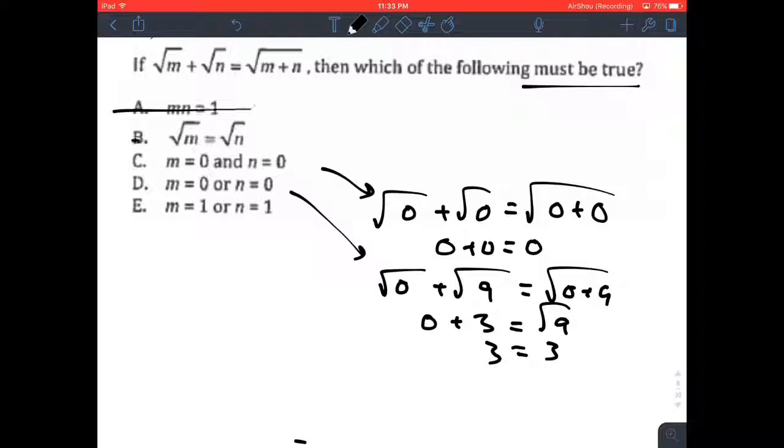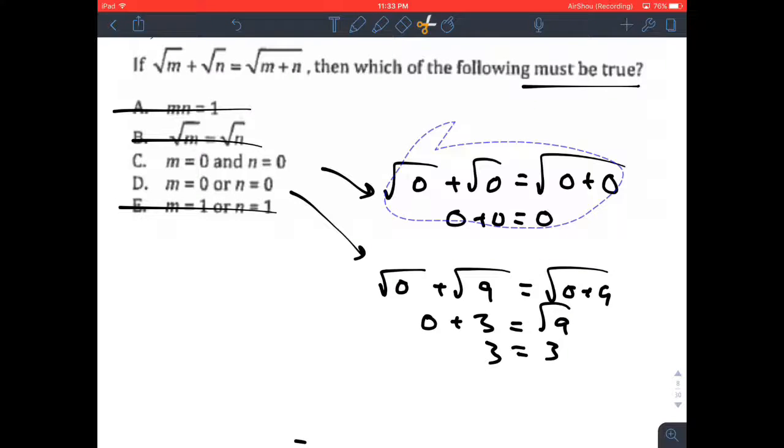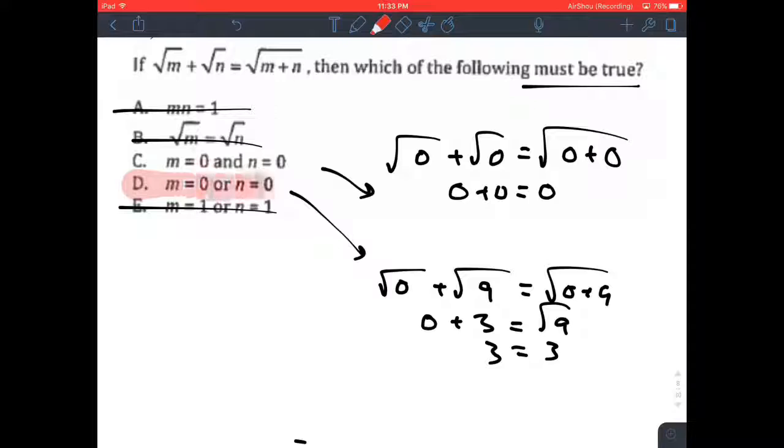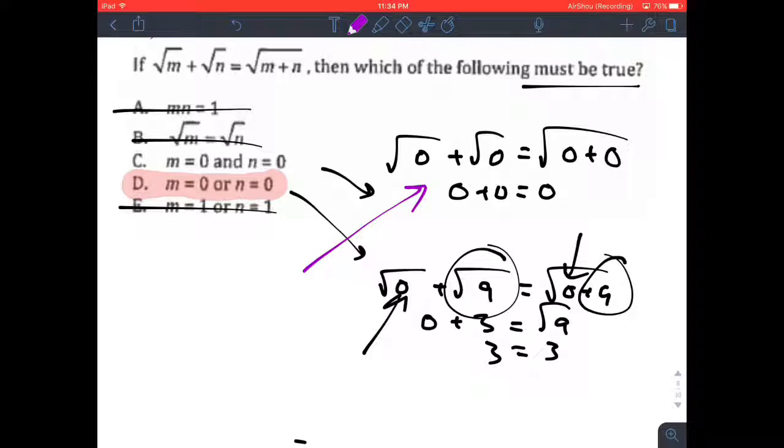So D must be true. And the reason is, as long as one of the numbers is 0, this is going to work. Because when you plug this in, let me move this out of the way. So I'm saying that D is the answer. Once you plug a 0 into this and a 0 into this, it has no effect on the outcome of the answer. So you're left with, in each case, the square root of a number equals the square root of the same number. This one up here works, that's true, but they both don't have to be 0 for this to work. So the answer is D.